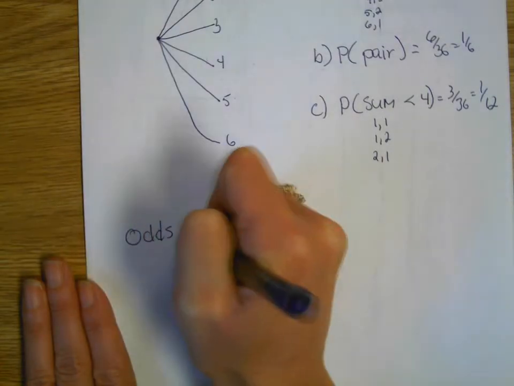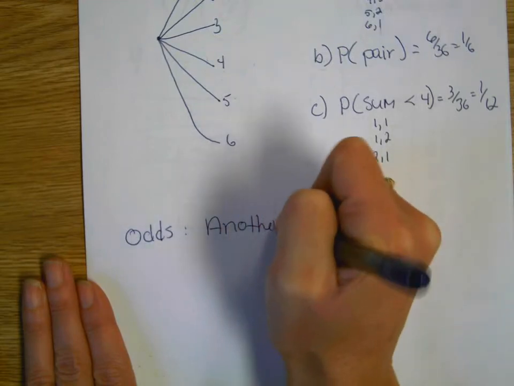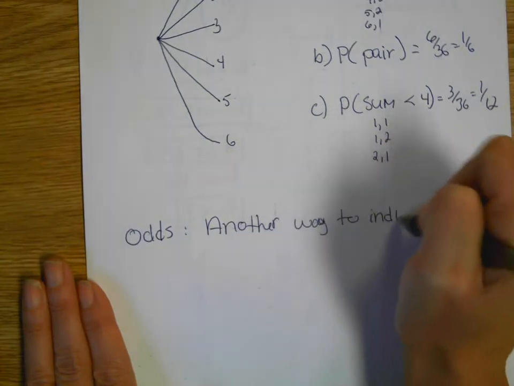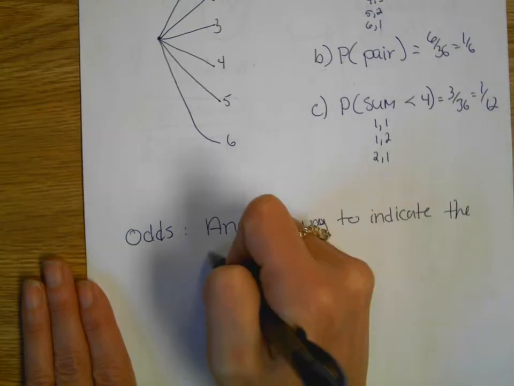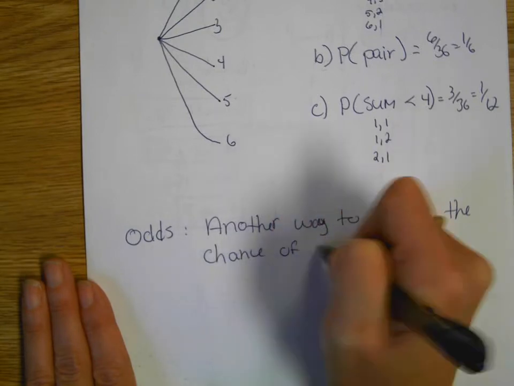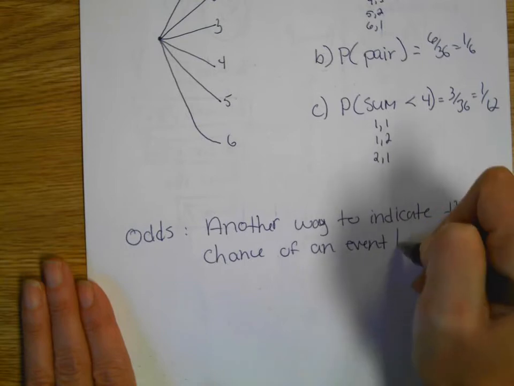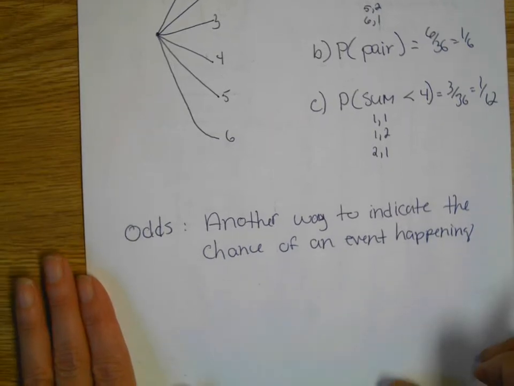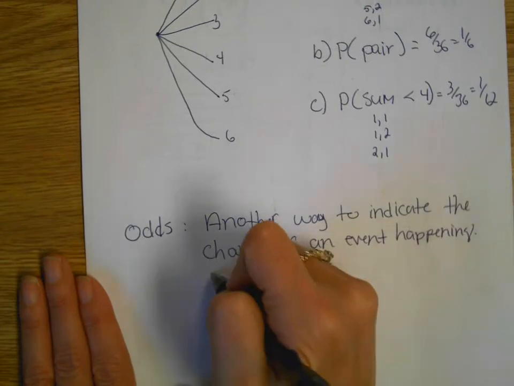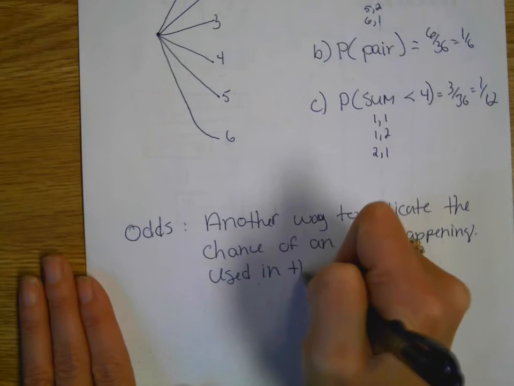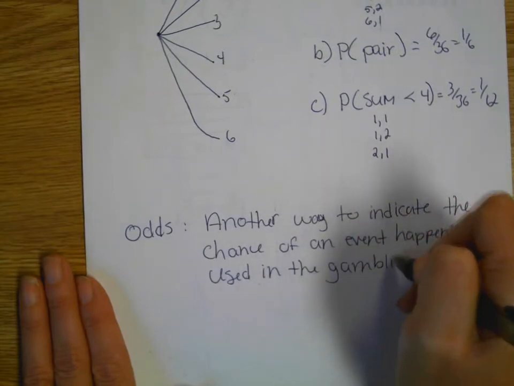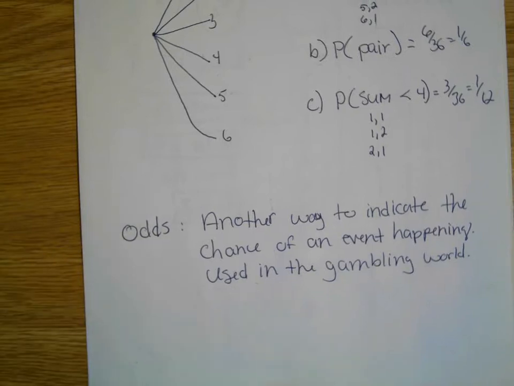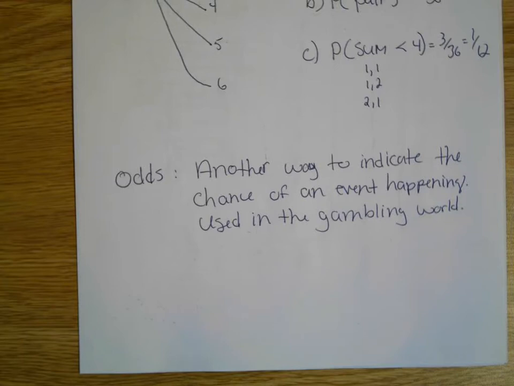So the odds are another way to indicate the chance of an event happening. And usually it's the odds of winning. So it's the probability of you winning. And it's the gambling world that uses this. Anytime McDonald's has those little games and they give the odds of winning, when they have their Monopoly game and everything else, you'll see the odds that you win something.